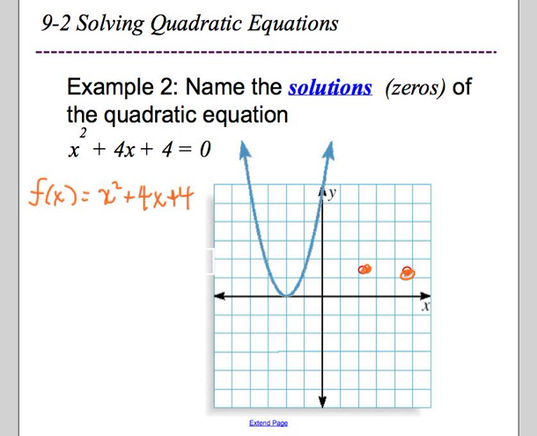So right here is where the function is equal to 0. So that x value, that's x equals negative 2. Let's double check. Put negative 2 in here. Negative 2 squared is 4, plus 4 times negative 2, so it's negative 8. 4 plus negative 8 is negative 4. Plus 4 is 0. 0 equals 0, so that one checks too.